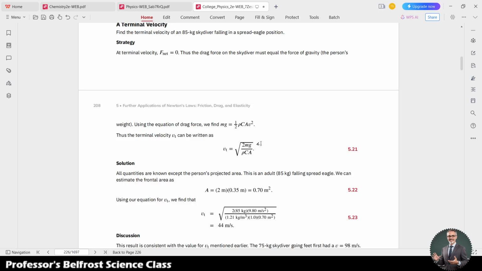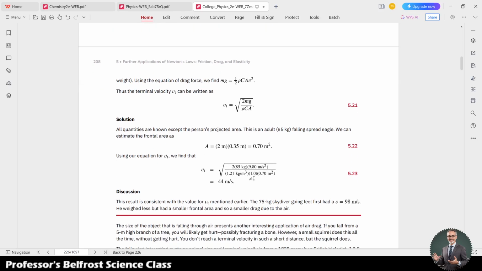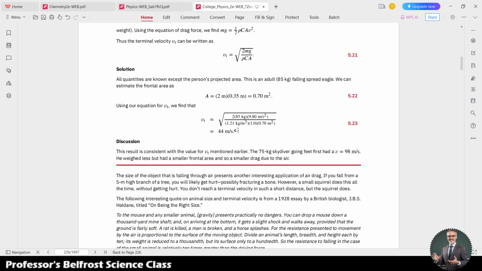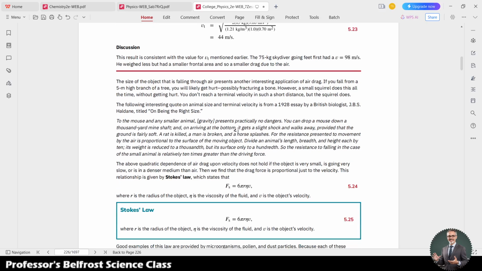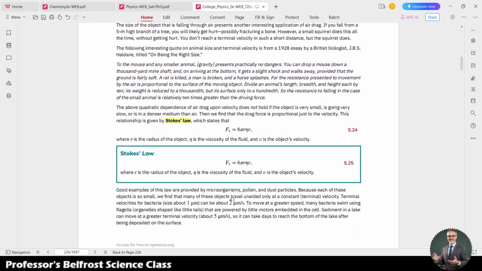Okay, this is another example using the same formula, and it's found to be 44 meters per second. Also, the above quadratic dependence of air drag upon velocity doesn't hold if the object is very small, so we need to find the drag force using another relationship, called Stokes' law, which states Fs equals 6 pi r eta v. r is the radius of the object, eta is the viscosity of the fluid, and v is the object velocity.